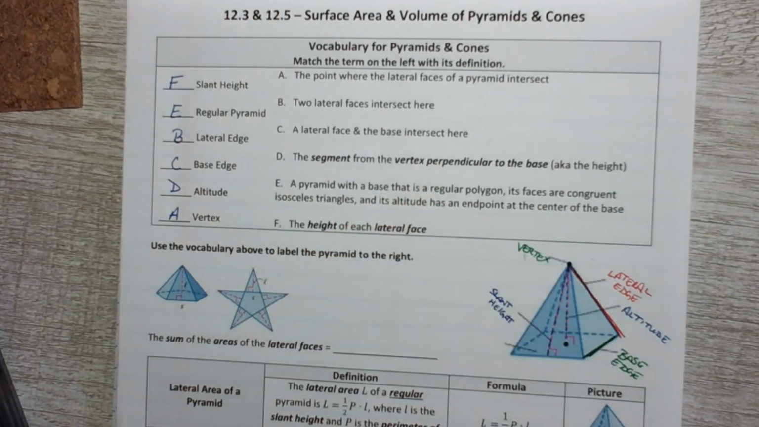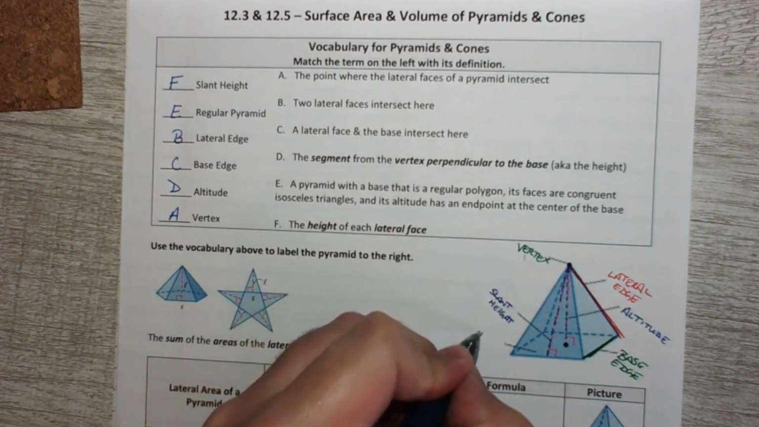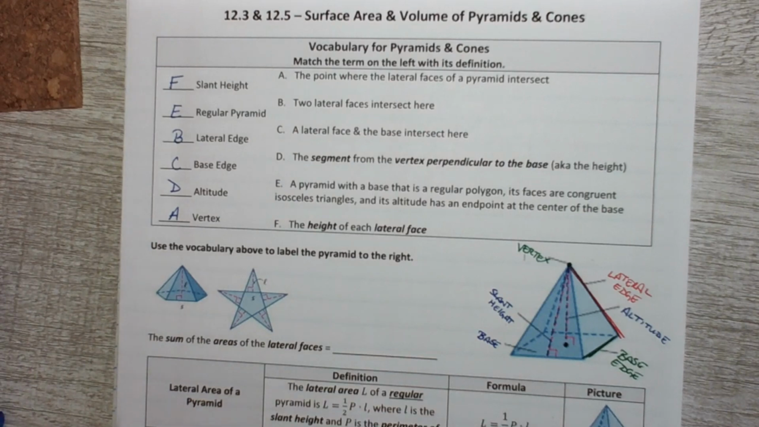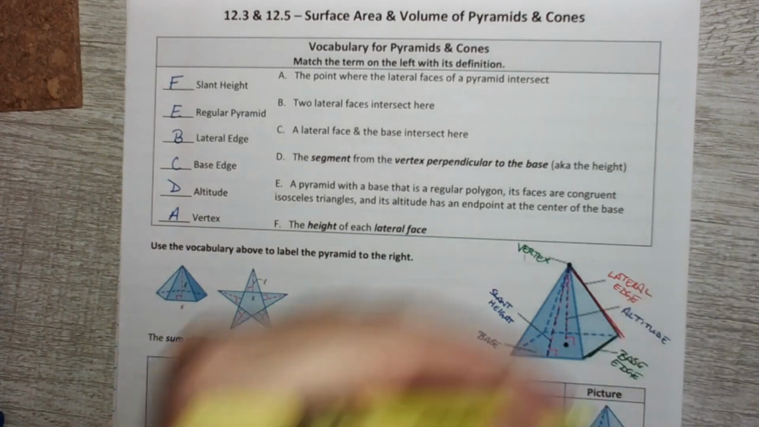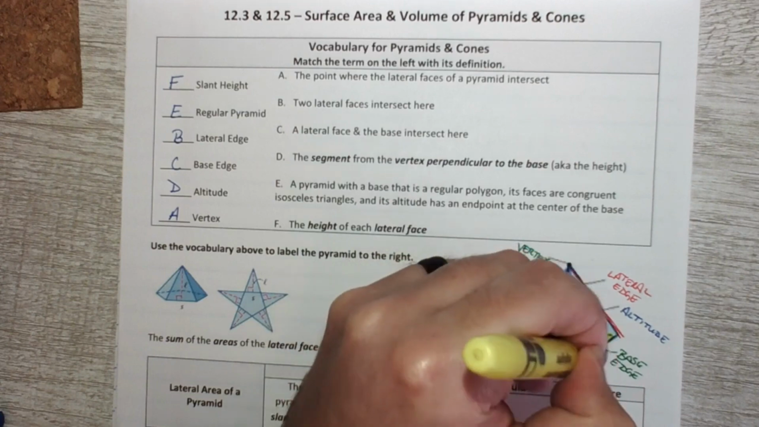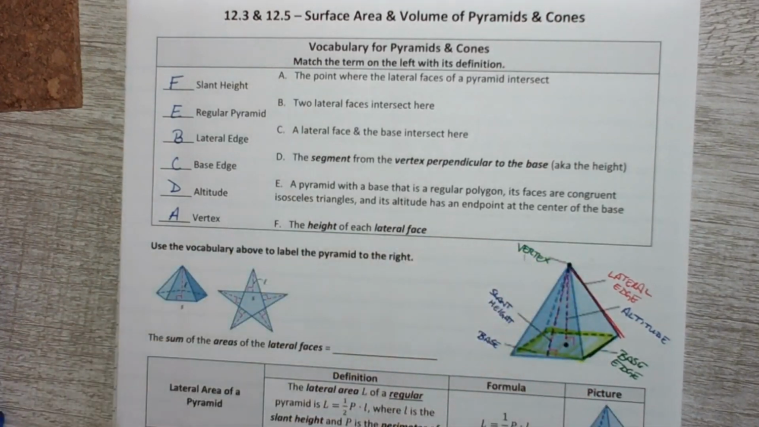Okay? And then the only other thing that we have here is the base. The only thing we haven't labeled here is the base of this pyramid. So we're going to call this the base, basically what it's sitting on the bottom, the shape that's not the triangle. Okay? And the base is going to be this square down here. Okay, so that's going to be the base of that pyramid.